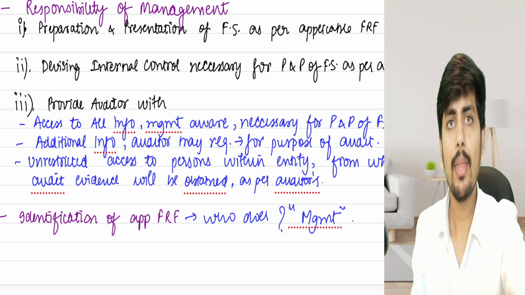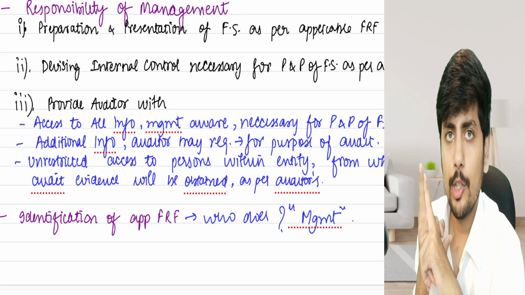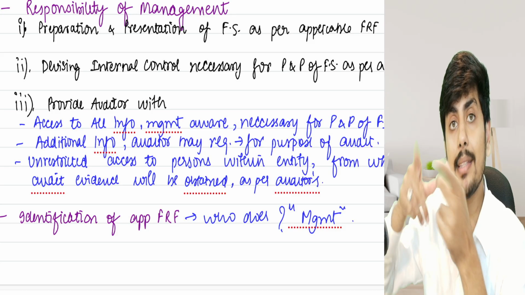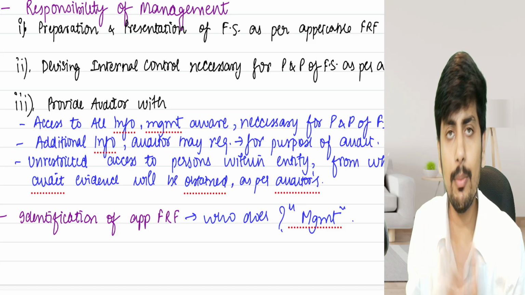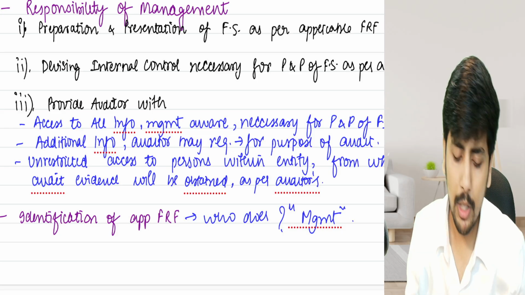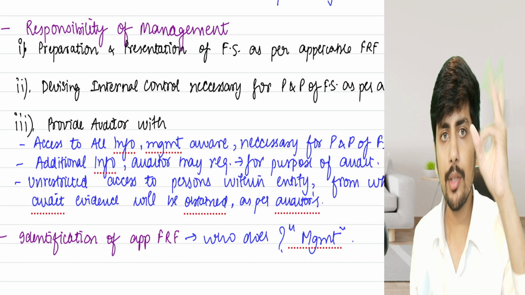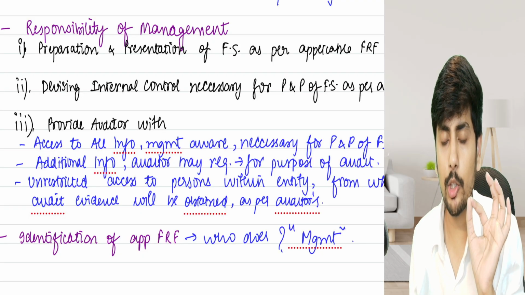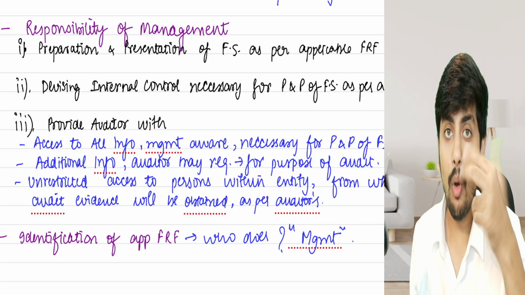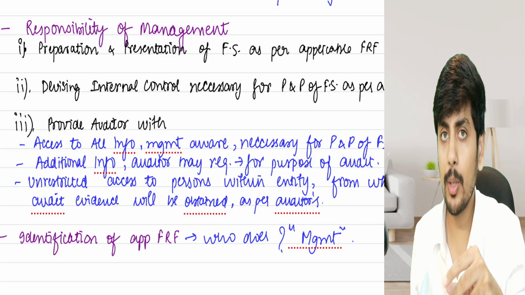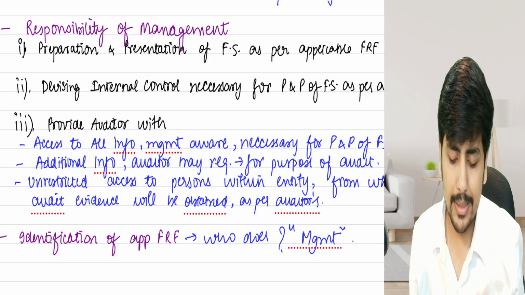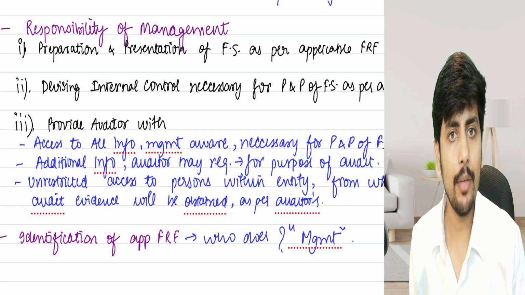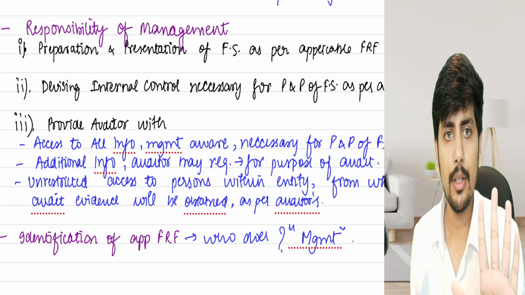Let me repeat. Preparation and presentation of financial statements as per the applicable FRF. Devising internal control necessary for preparation and presentation of financial statements as per the applicable FRF. And third, provide the auditor with 3 things: access to all information management is aware of for preparation and presentation of financial statements; second, the auditor may request additional information for the purpose of audit; and third, unrestricted access to persons within the entity from whom the auditor may obtain audit evidence. Are you getting my point?